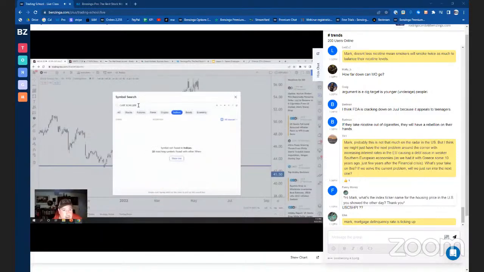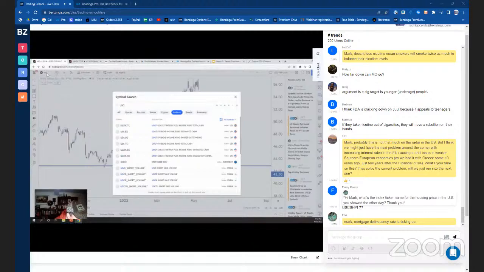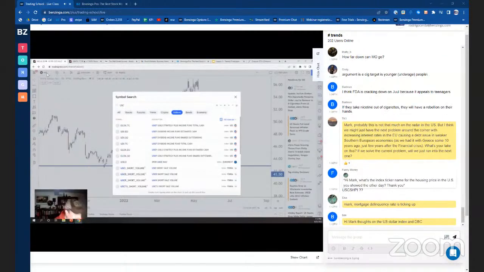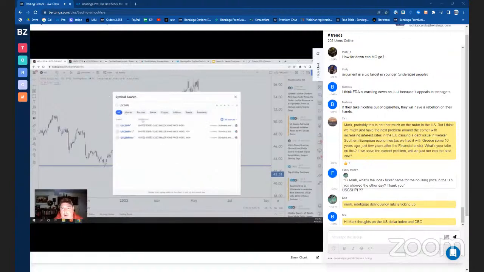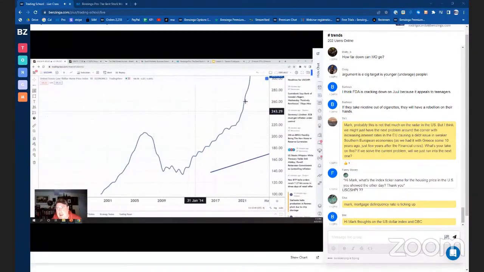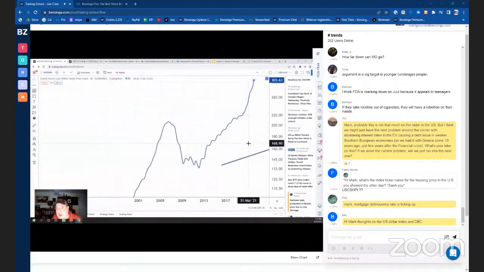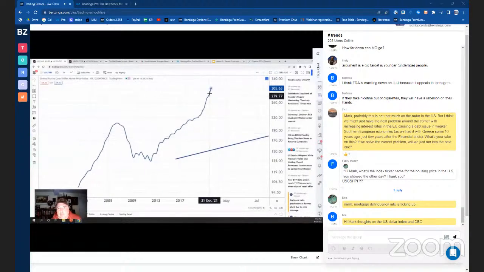Why the hell can't I find it? USC SHPI. SHPI. I don't know. I'm going crazy. Oh, here we go. Yeah, so this is our home prices index. And I mean, look at this. This is kind of even gone parabolic here. So, I mean, this looks, with interest rates going up, mortgage delinquencies, as Elsa points out.